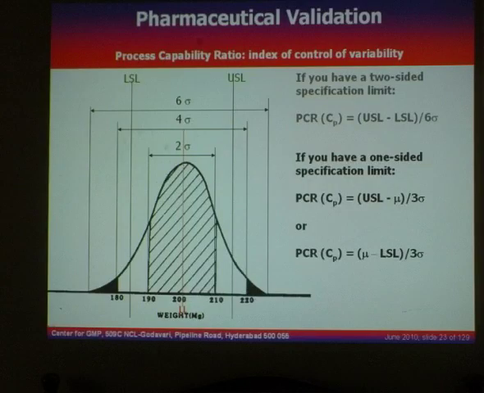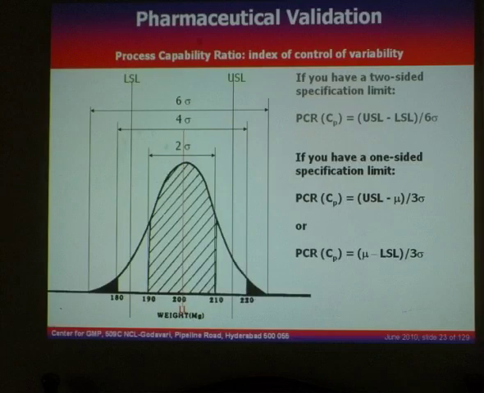Now, if you do not have both an upper specification limit and a lower specification limit, and you have only either a lower specification limit or only an upper specification limit, then you have only half the distribution. Therefore, if it is an upper specification limit, the mean has to be less than the upper specification limit because it should not go beyond it. So upper specification limit minus the mean divided by 3 sigma, because you are talking only half the distribution. Upper specification limit minus mean divided by 3 sigma gives you the process capability ratio of a one-sided distribution where there is only an upper specification limit.